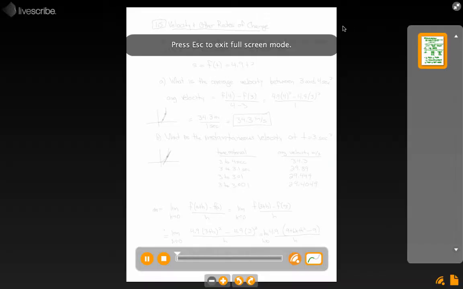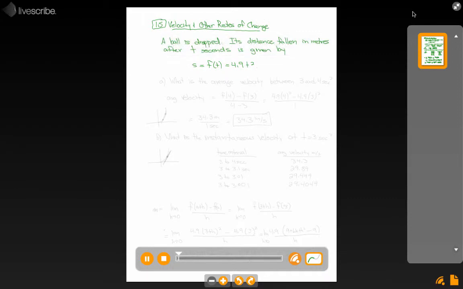This example comes out of section 1.5, velocity and other rates of change. So we start off with this scenario. We're dropping a ball, and in the book I think they say they drop it off of the CN Tower or something.